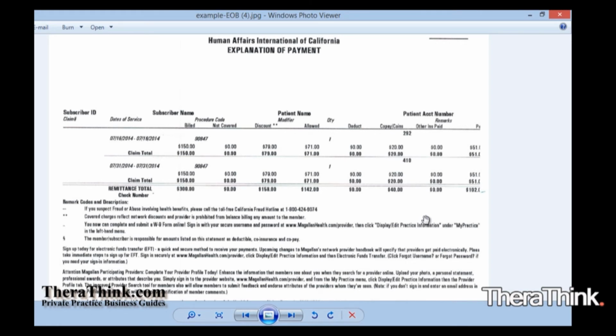So make sure that when you are filing claims, you do have thorough notes, and that you do make sure to reference what you've been paid in person from the client and what the insurance company has paid you as well.